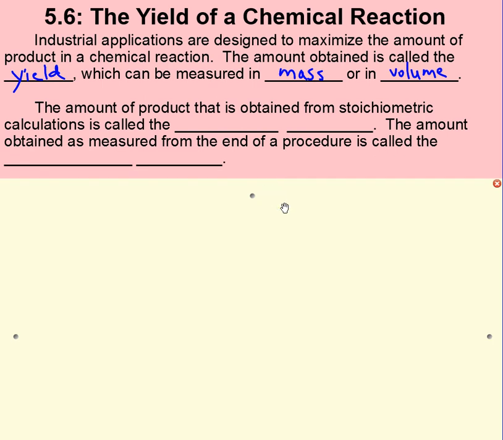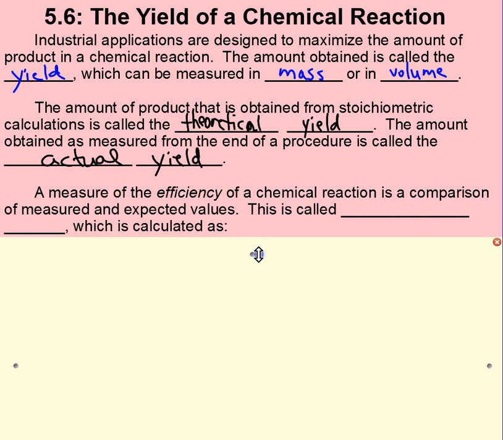And whenever we produce a chemical in a chemical reaction, we can do theoretical calculations, and this would give what's called the theoretical yield. So the theoretical yield is just a number, and at some point it has to be verified. The amount that we obtain as measured from the end of a procedure is called the actual yield. Okay, so pretty easy to tell from the names what we're referring to here.